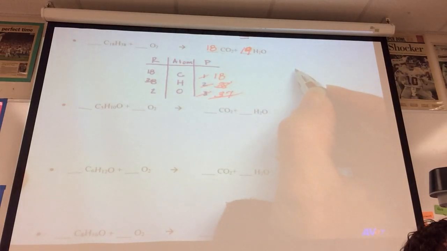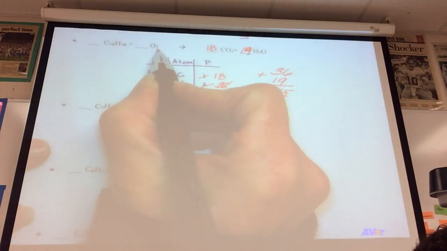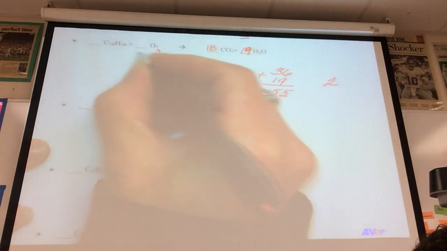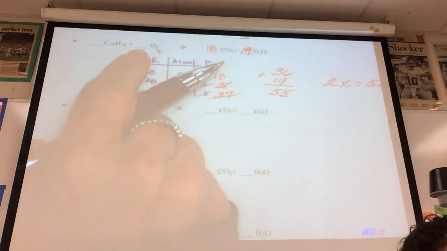So wouldn't it be just 19 plus 36? Yeah. So 18 times 2 is 36 is correct. Plus 19 is? 55 is correct. All right. So again, 2 times x, the coefficient, is equal to 55. What are we going to put here initially? 55 over 2.